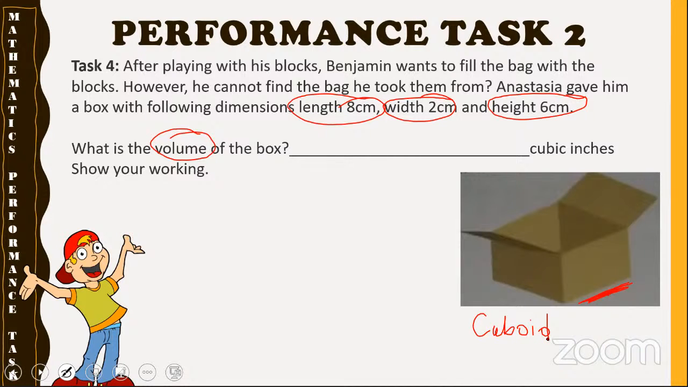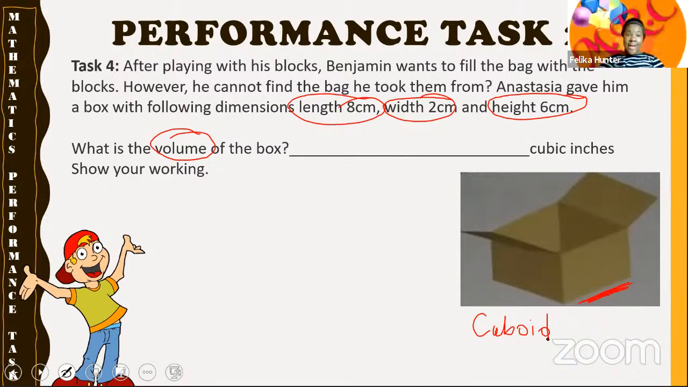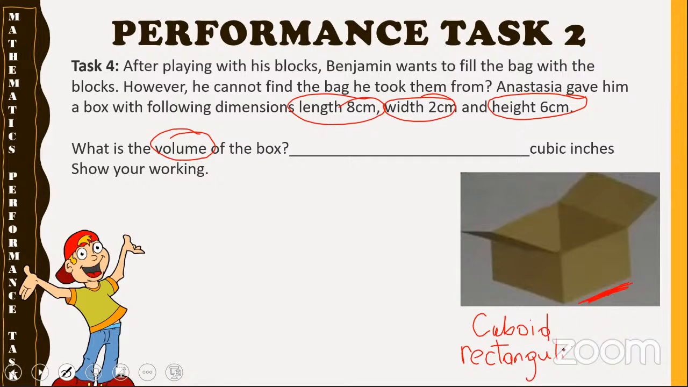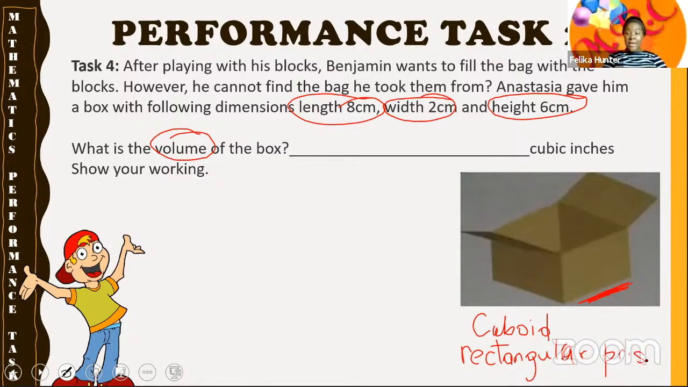Anyone have another name for a cuboid? Any other name we call a cuboid? A rectangular prism. All right, so it's either a cuboid or a rectangular prism. Nice. So we can call it a cuboid, or sometimes we refer to it as a rectangular prism. So let's write down those two pieces of information in our book. So we have cuboid, or we can refer to it as a rectangular prism.